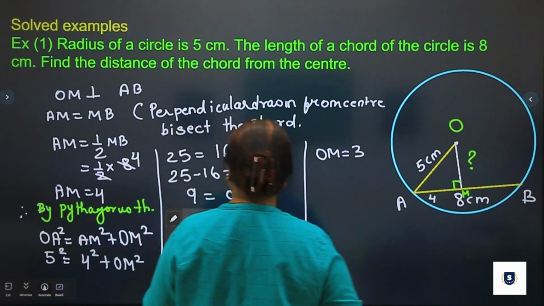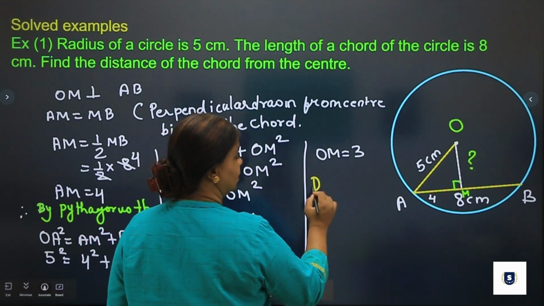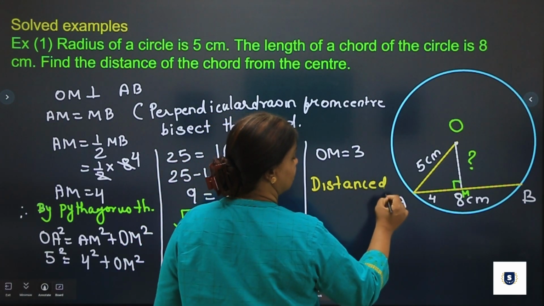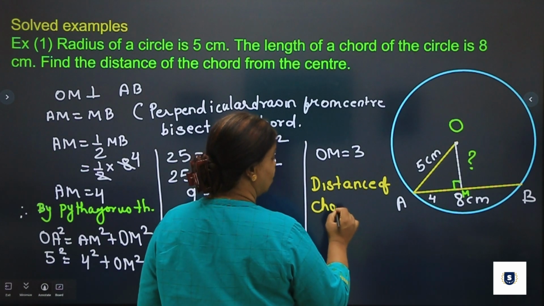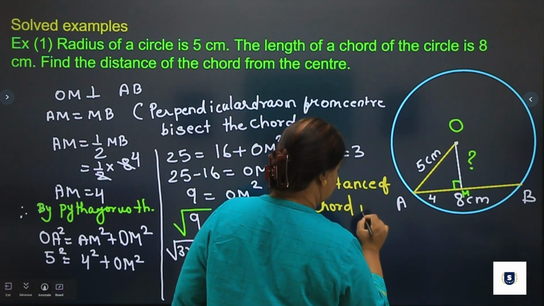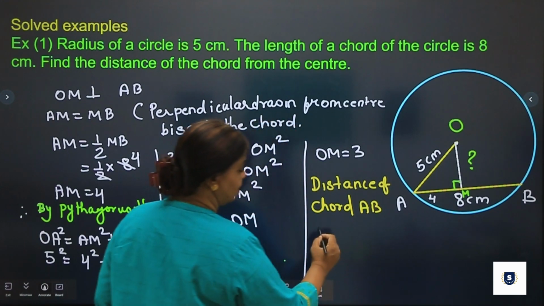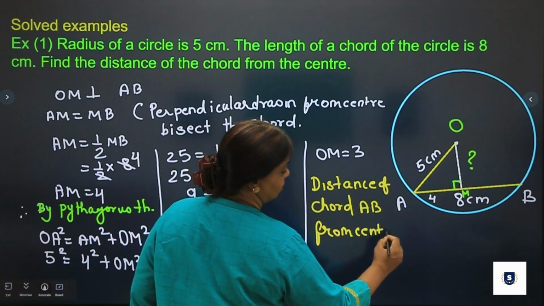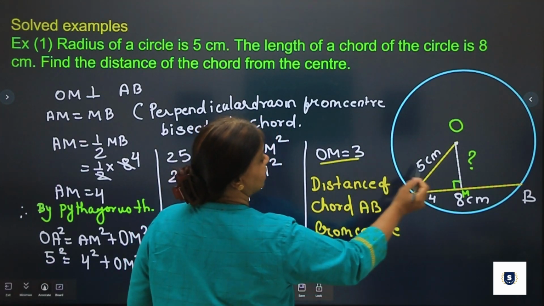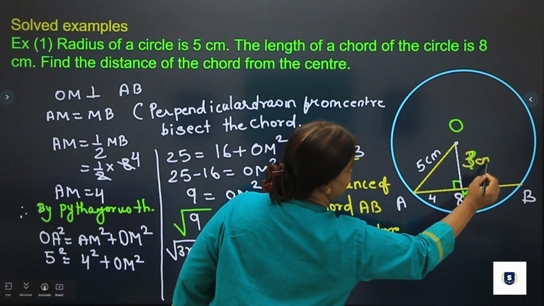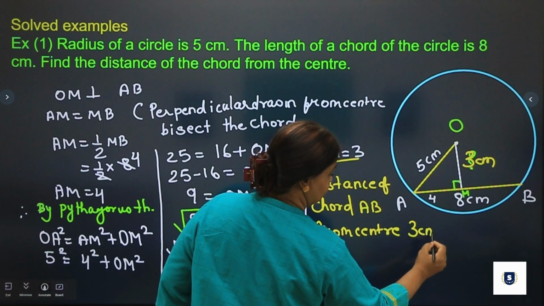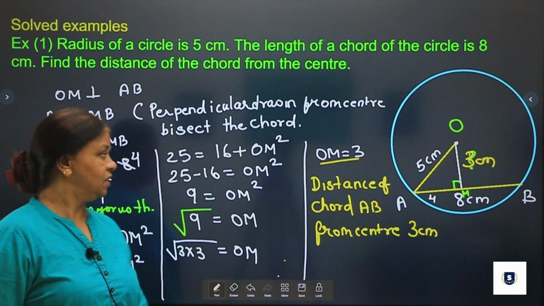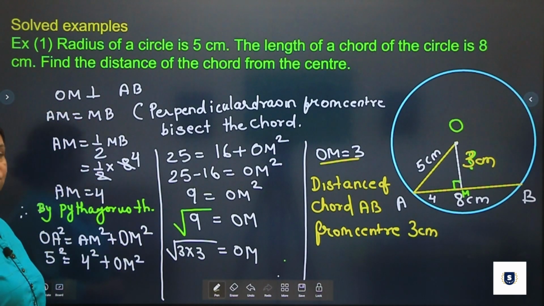So the distance of the chord, which chord? Chord AB, from the center is 3 centimeter. Okay children, you can pause and solve the sum, children. Let's move to the next question.